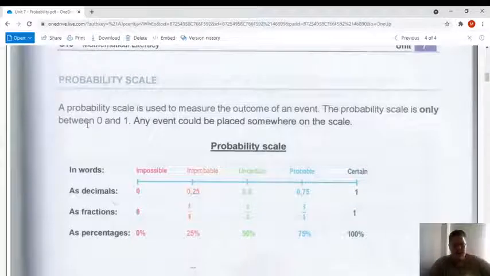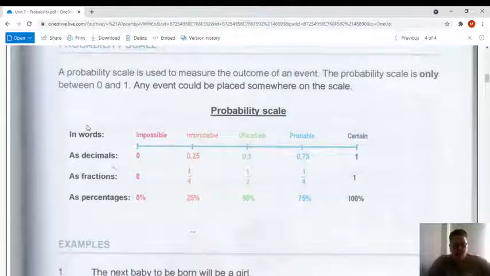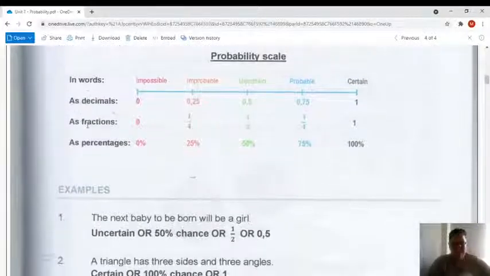Okay. A probability scale is used to measure the outcome of an event. The probability scale is only between 0 and 1. An event could be placed somewhere on the scale.